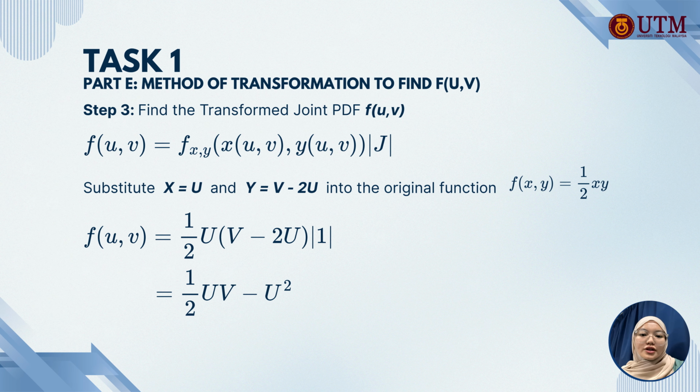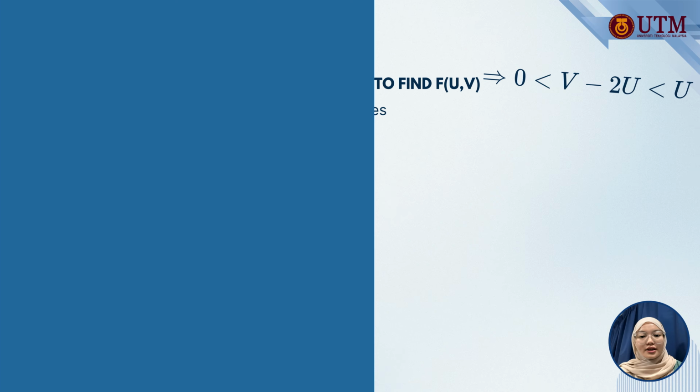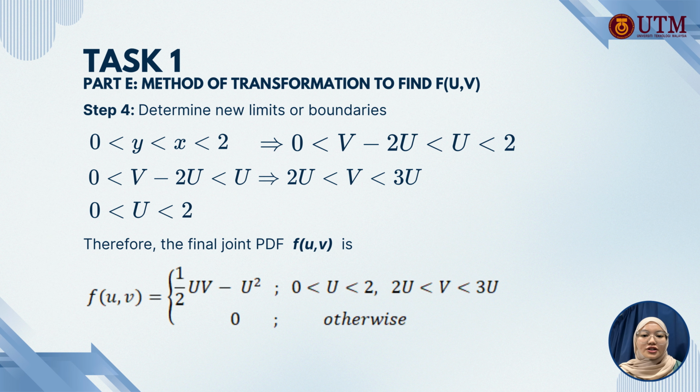The third step, we transform the joint PDF to get function f(u,v). If we substitute x equals u and y equals v minus 2u into the original function f(x,y) equals xy over 2, we will get the function f(u,v) is u(v minus 2u) over 2. The last step to get the transformed function is to determine new limits. We transform the original boundaries in terms of u and v. Therefore, the final joint PDF will be u(v minus 2u) over 2, where u is between 0 and 2, and 2u is less than v and less than 3u. Otherwise, the function f(u,v) will be 0.